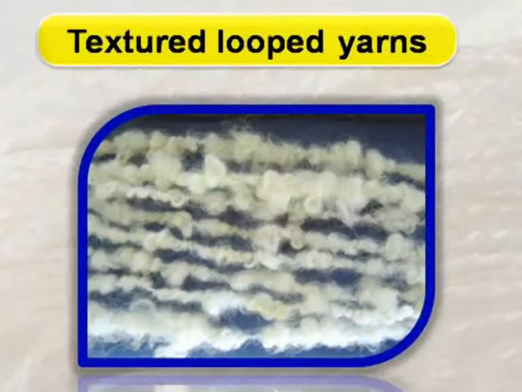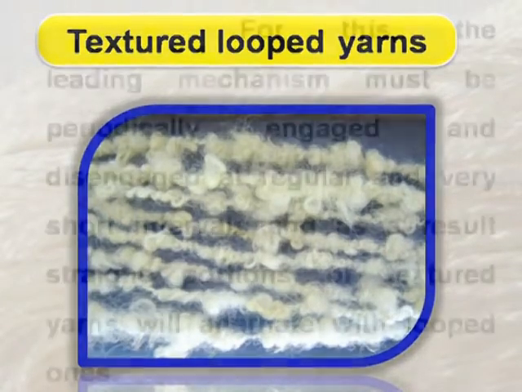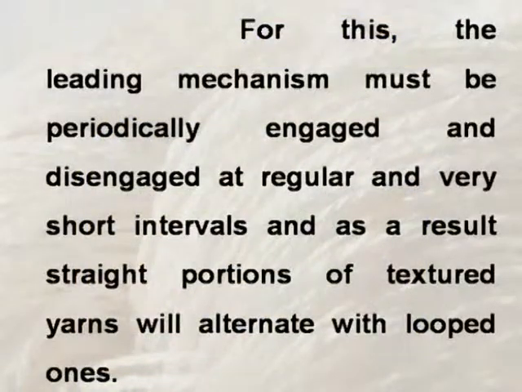Textured looped yarns. Looped textured yarns may be given the appearance of a fancy yarn with alternating bunches of loops. For this, the feeding mechanism must be periodically engaged and disengaged at regular and very short intervals, and as a result, straight portions of textured yarns will alternate with looped ones.